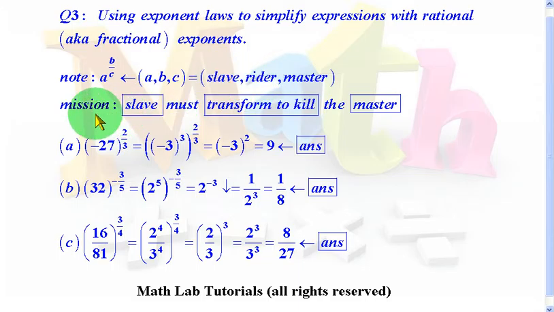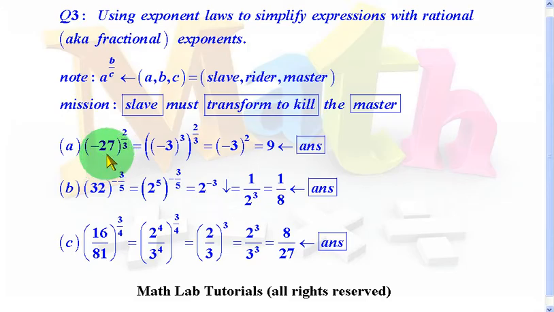The mission, when you're dealing with fractional exponents, the mission is that the slave must at least try to transform itself to kill the master. Okay, this is almost like a suicide mission for the master. The master has a death wish. He wants to die. Sorry about being morbid about this, but that's essentially what goes on. The master is in control. He wants to die. He wants the slave to kill him. All the while, the rider goes along for the ride. Okay, let's see how this is going to pan out over here.